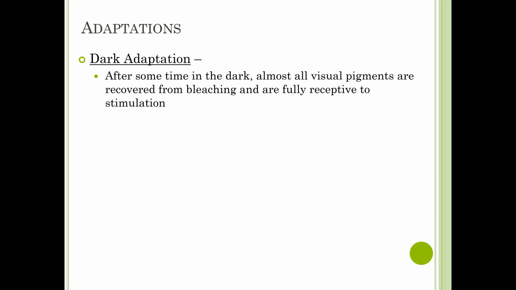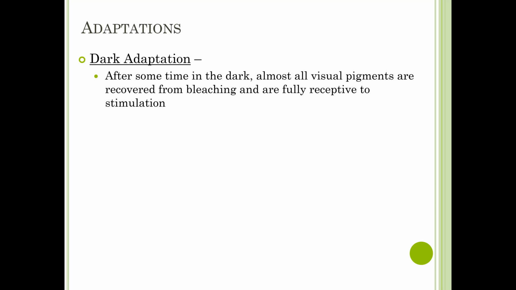So let's look at the two major types of adaptations. One is when we've been in the dark for a while, and the other is when we've been in bright light for a while. So when you first walk into a dark room, you might not be able to see much, if anything at all.